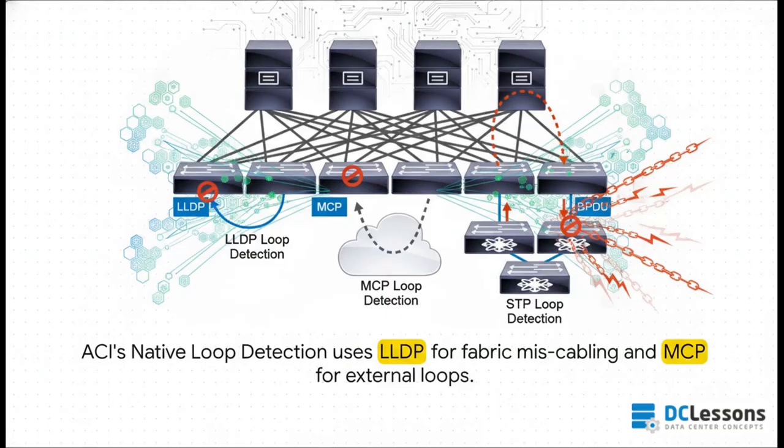But ACI isn't just sitting back and letting STP do all the work. Oh no, it has its own very powerful loop detection protocols. For instance, it uses LLDP to catch fabric miscabling. You know, like if someone accidentally plugs one leaf switch into another. And then it's got something called miscabling protocol, or MCP, to find loops that happen downstream from the fabric, even if they're hidden behind a firewall that's eating BPDUs. So you've got this extra layer of protection that works right alongside the external spanning tree.